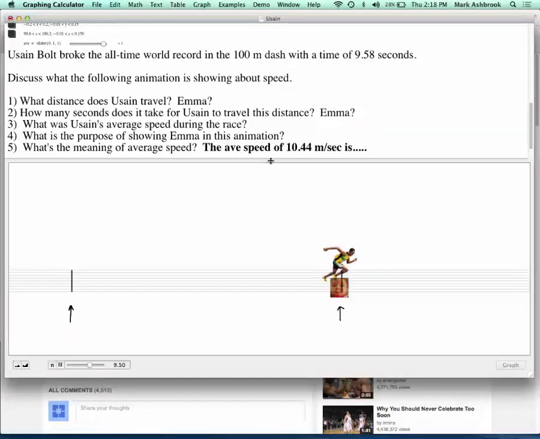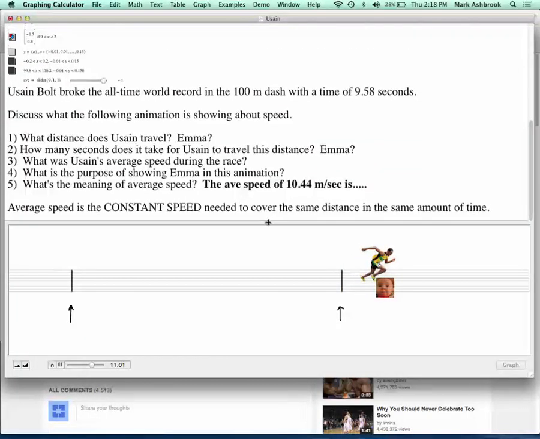So it's the constant speed that would do what? Same amount of time. Okay. Same amount of time? Travel the same distance. It's the constant speed to cover the same distance in the same amount of time. That's what that number means. Because it's just one number, it's got to be a constant speed. So it's not his speed. It's the speed of another runner who covered the same distance in the same time running at a constant speed.